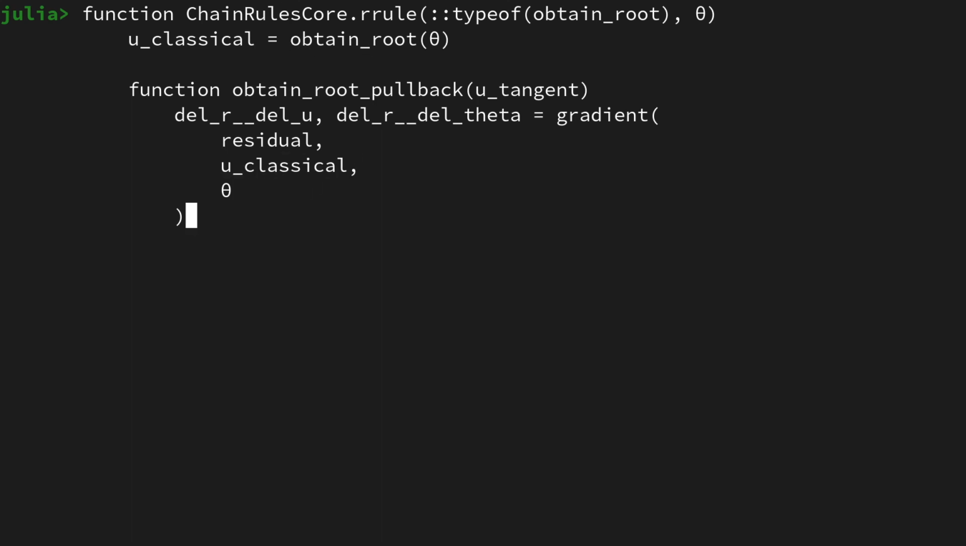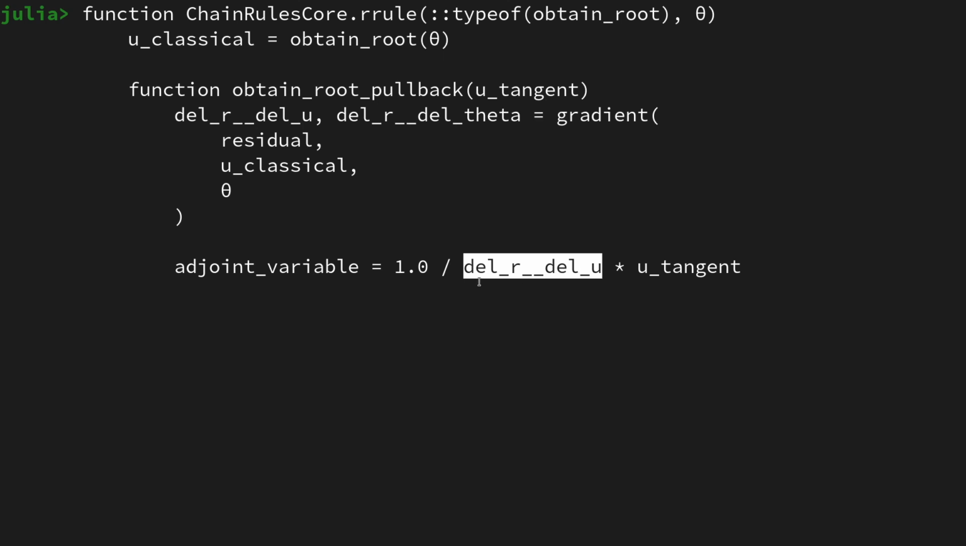Well, then we can first obtain the adjoint variable, so the lambda to say, and for this we will do 1 divided by del r del u multiplied with u tangent, so the tangent information. And here also a quick reminder that this particular way of inverting of course only works in a scalar case. If that was a Jacobian matrix, which you would have if you solve problems over nonlinear systems of equations, you would have to use a linear solver, so an LU decomposition or a conjugate gradient algorithm. And there are also some considerations that one might have to do there.